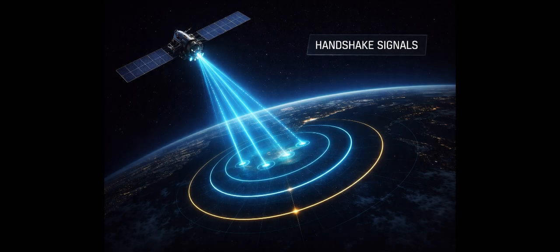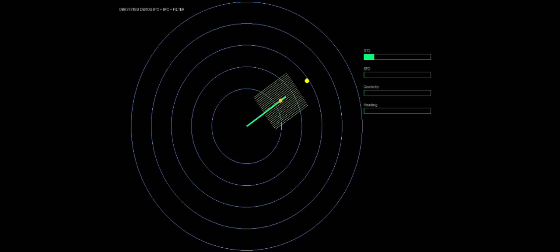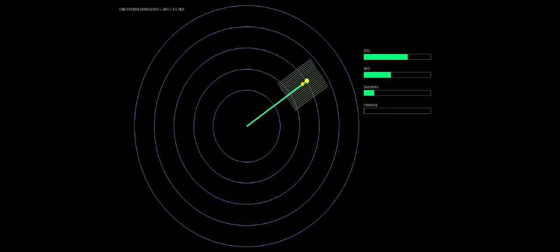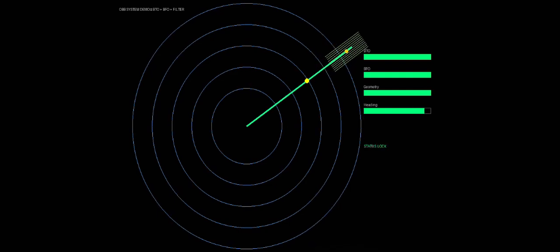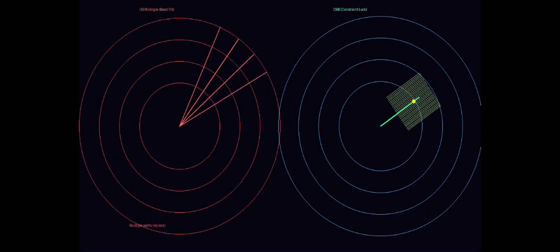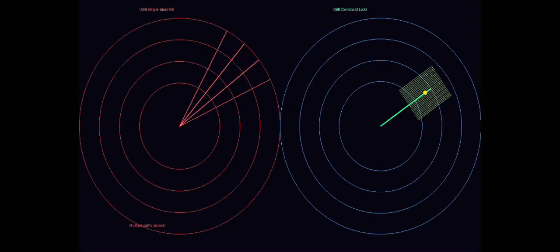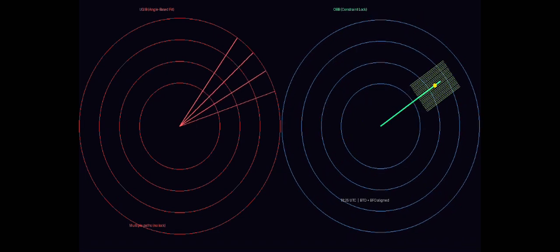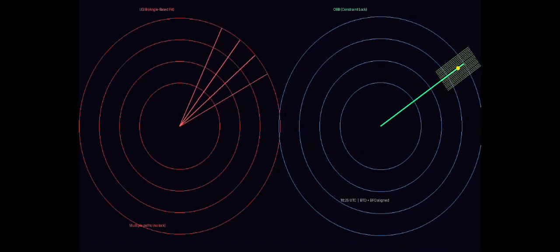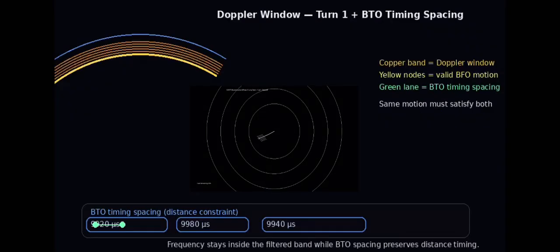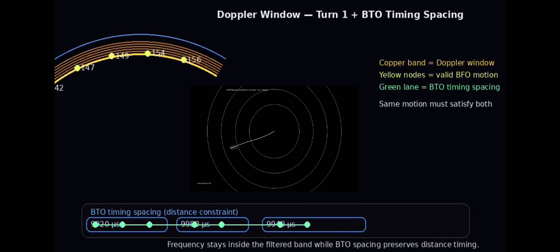Start with the foundation. The rings. These circular rings you see, those are BTO distance constraints. Think of them like guardrails. Each ring represents how far the aircraft is from the satellite. The aircraft must stay on one of these rings at any given time. There's no guessing here. This is physics-based timing. So right away, we've locked the aircraft into a fixed distance zone.